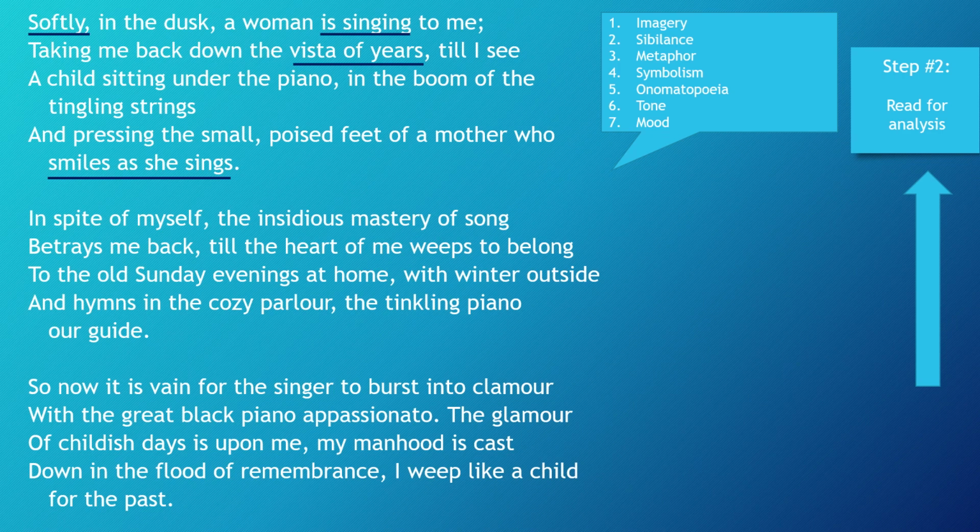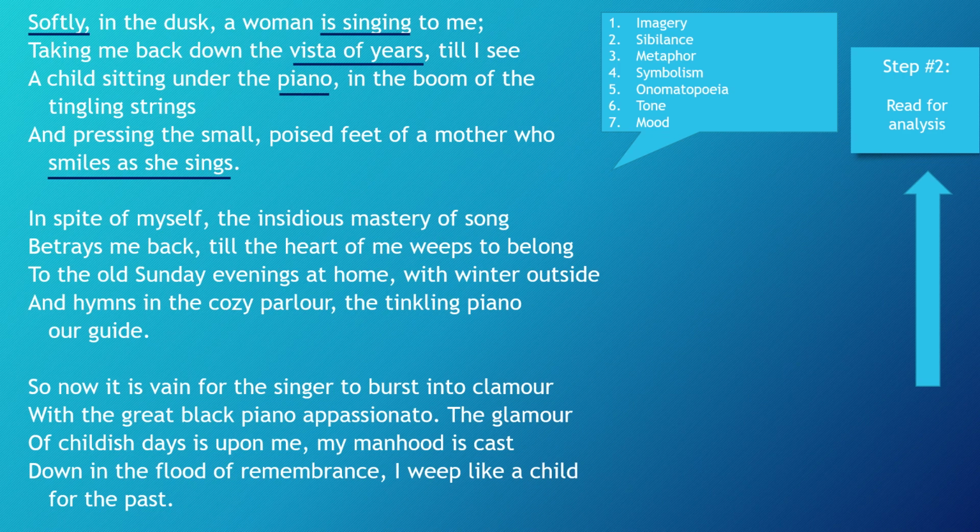The next thing that I pick up on, point number 4, is symbolism. And I see this symbol used throughout all 3 stanzas, and that's the piano itself. And the piano is going to symbolize his childhood. And I know that because the piano is not mentioned with the woman singing first, but is mentioned first when I'm dragged back into the childhood of my speaker.